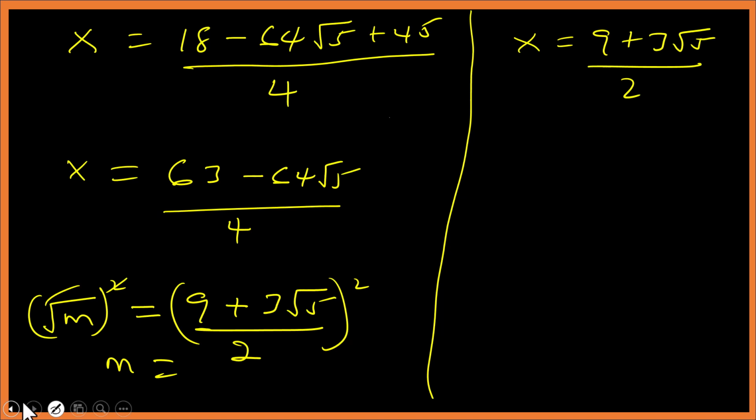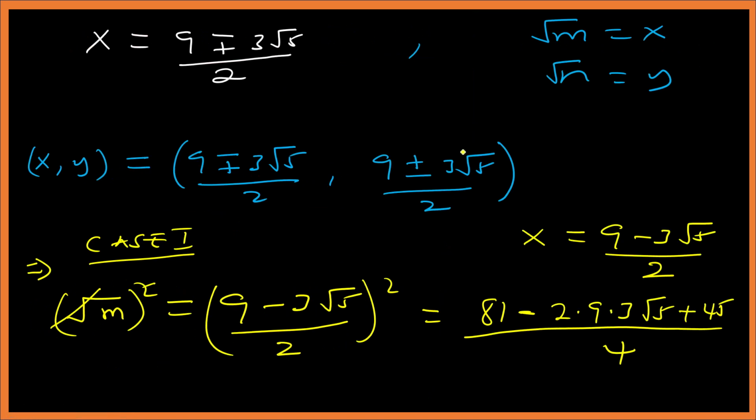Now let's check for that of Y. Y is also 9 plus or minus 3 root 5 on 2. So I think this one is symmetrical. When X is plus, Y is minus, and when Y is minus, X is plus. So I think this one is very simple. So that is the solution. All right.